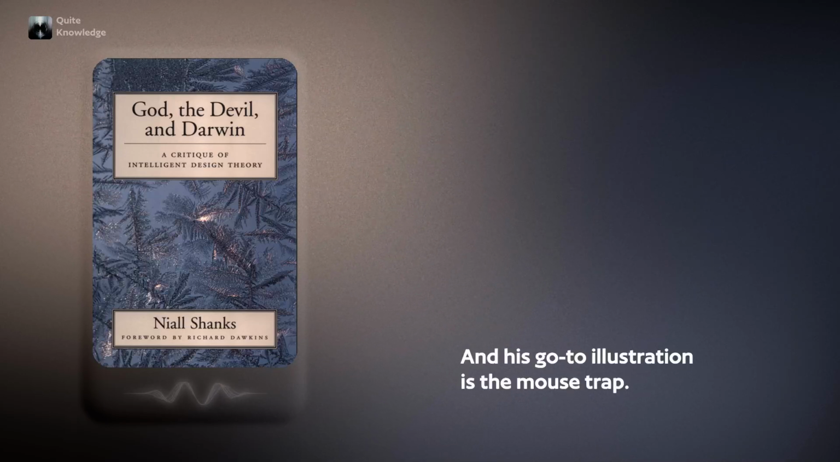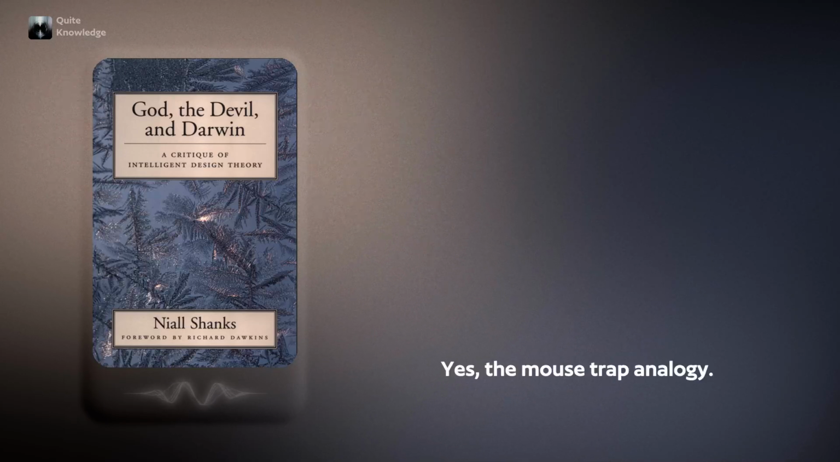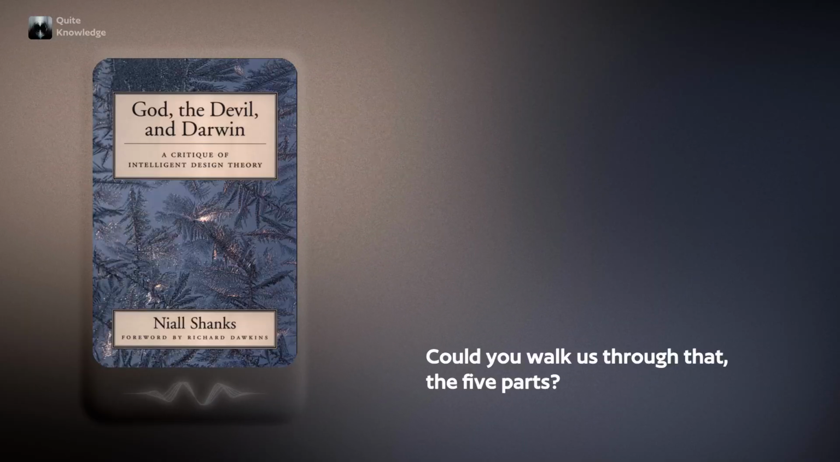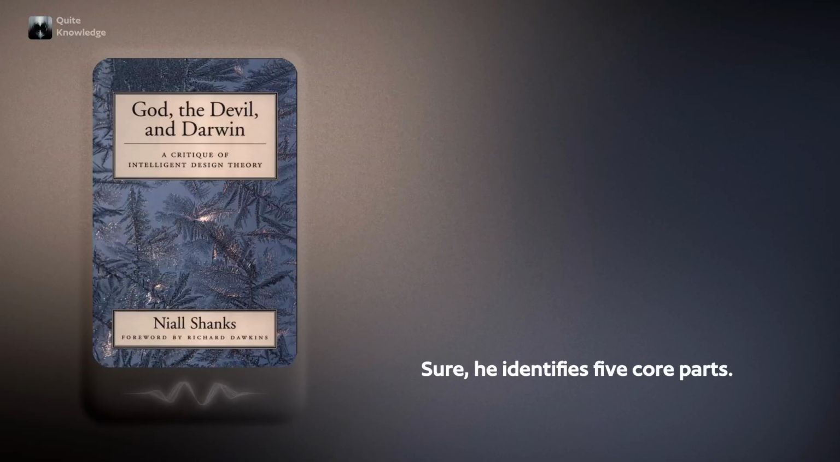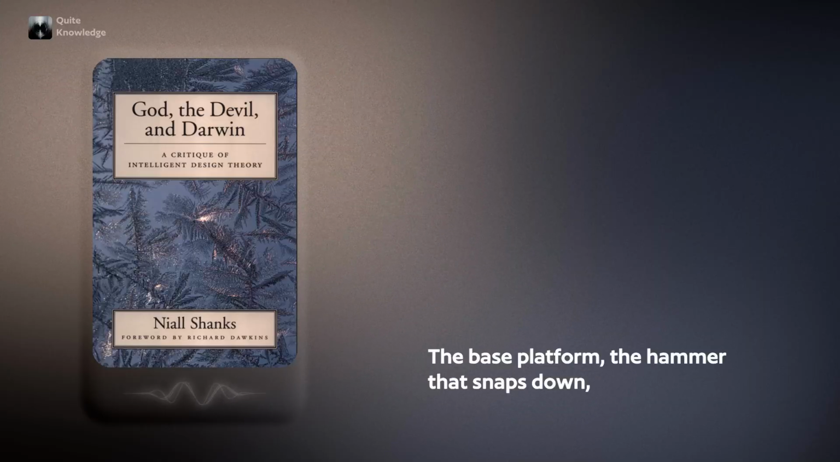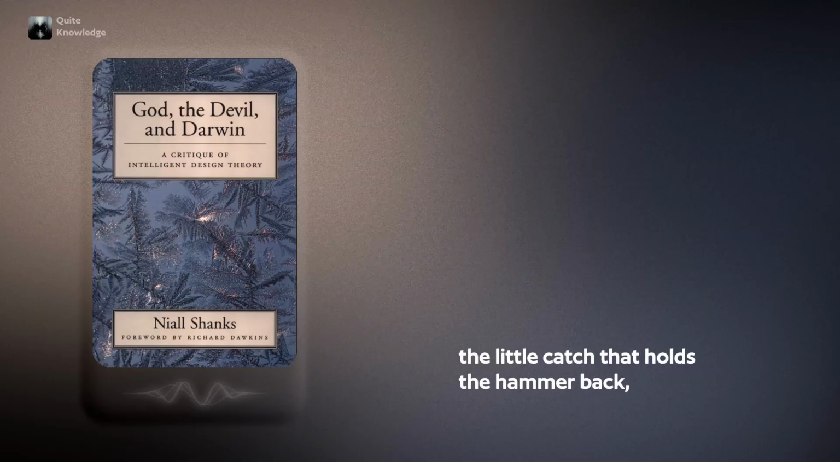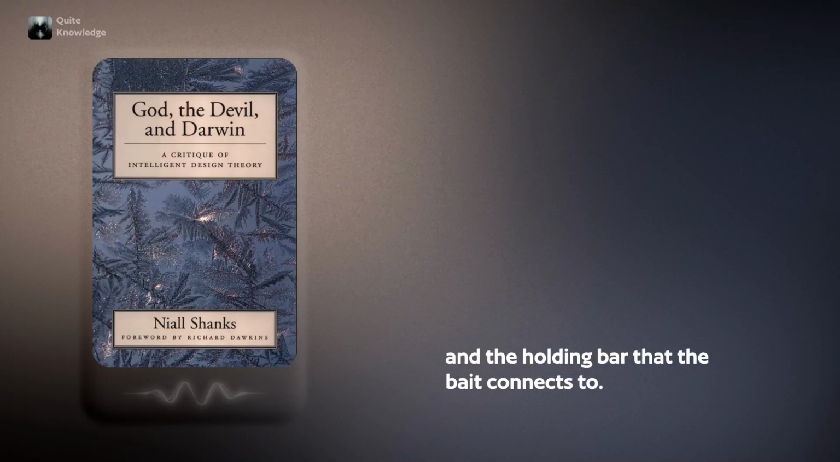And his go-to illustration is the mousetrap. Ah, yes, the mousetrap analogy. Could you walk us through that, the 5 parts? Sure. He identifies 5 core parts. The base platform, the hammer that snaps down, the spring providing power, the little catch that holds the hammer back, and the holding bar that the bait connects to.